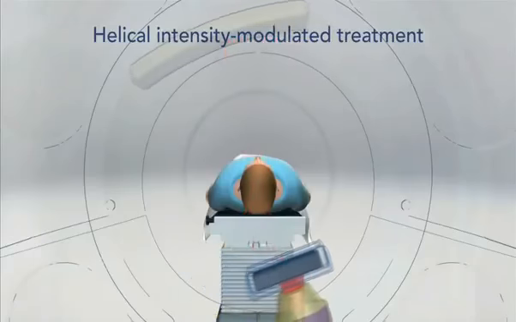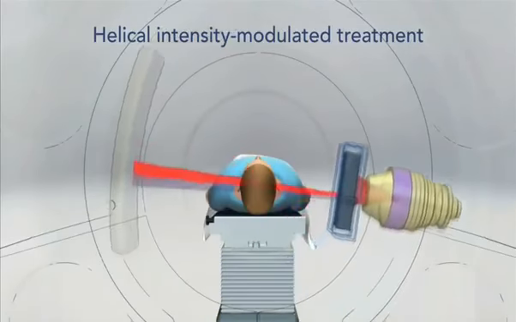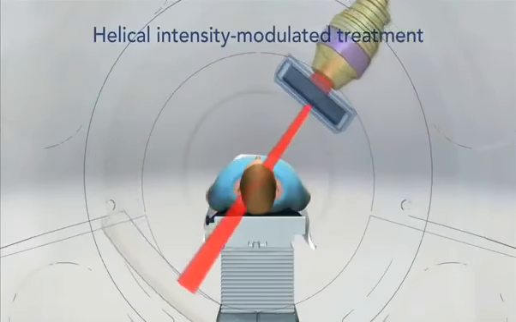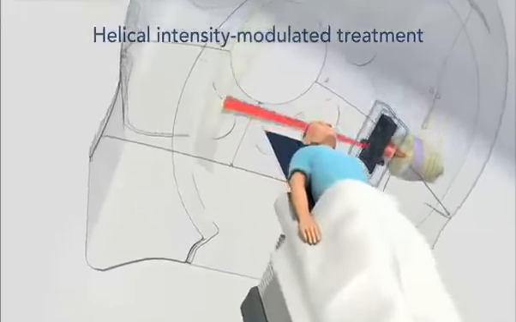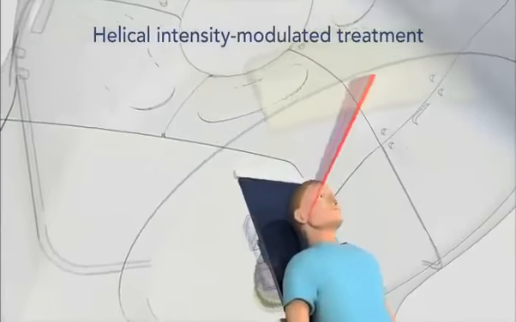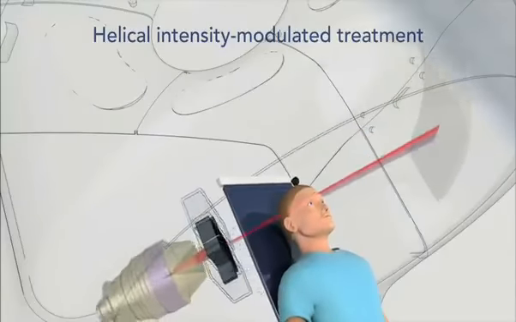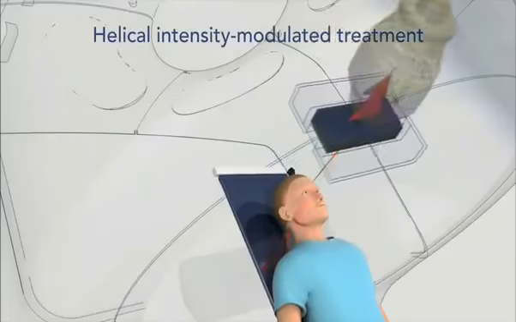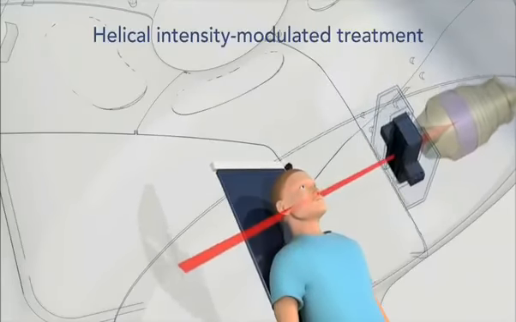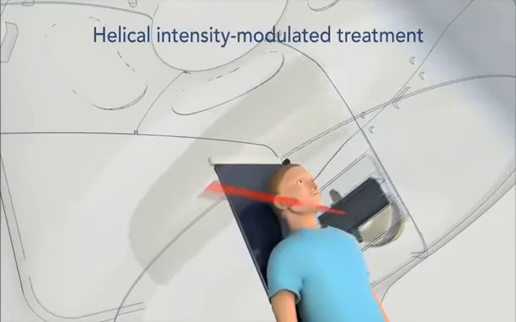The 64 leaves in our unique binary multileaf collimator create tens of thousands of optimized 6 mm wide beam elements known as beamlets. This unique combination of a helically rotating beam source and beamlet-based delivery is what distinguishes a TomoTherapy treatment from other forms of intensity-modulated radiotherapy.